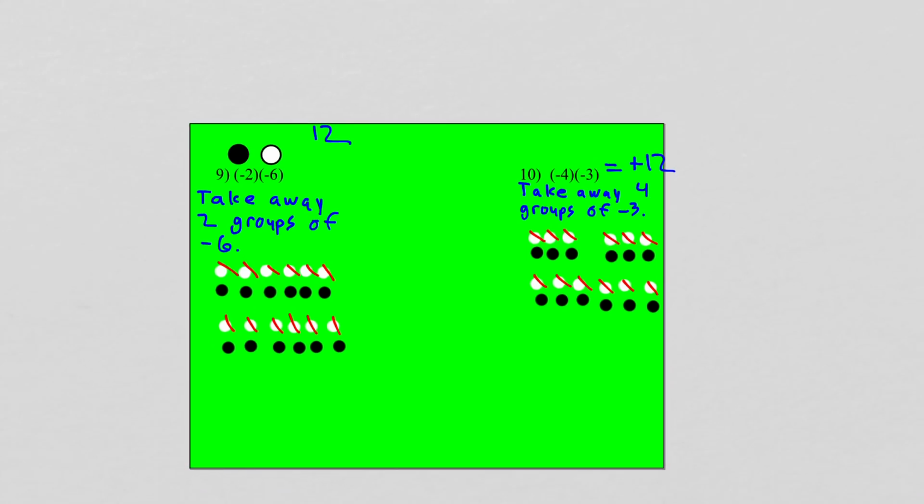A positive times a positive is a positive. A negative times a negative is a positive. A positive times a negative is a negative. And a negative times a positive is a negative. In our next video, we're going to explore that a bit further and do a little bit of problem solving. But I hope this helps you see why the rules for integers are the way they are.